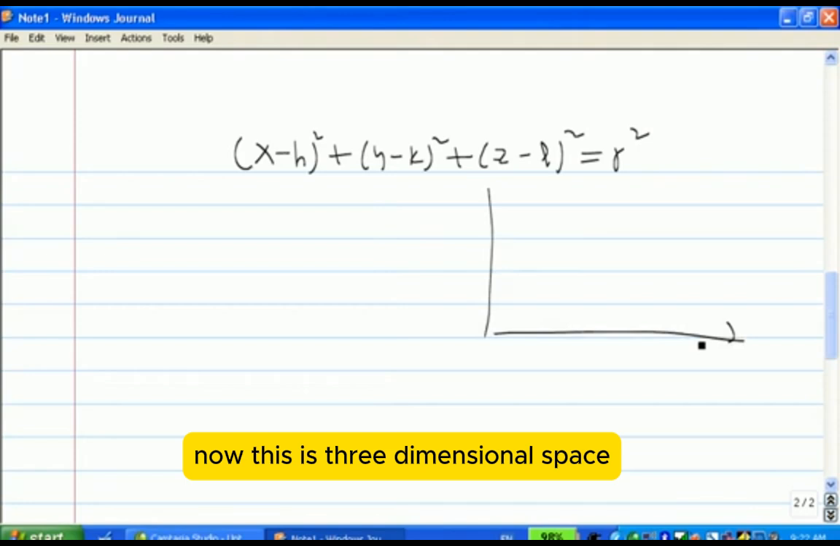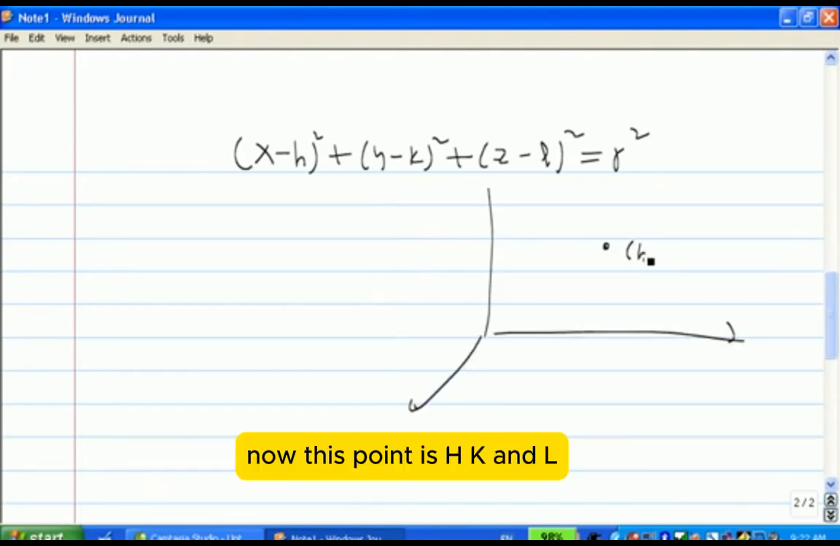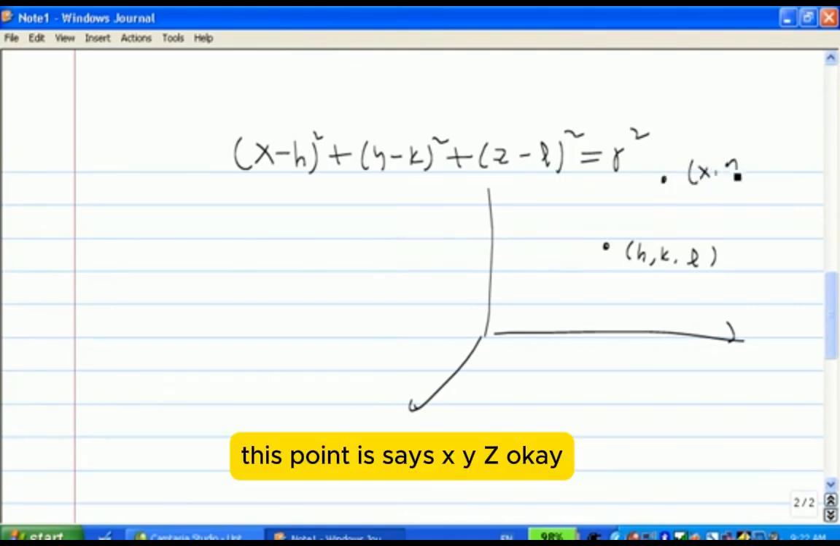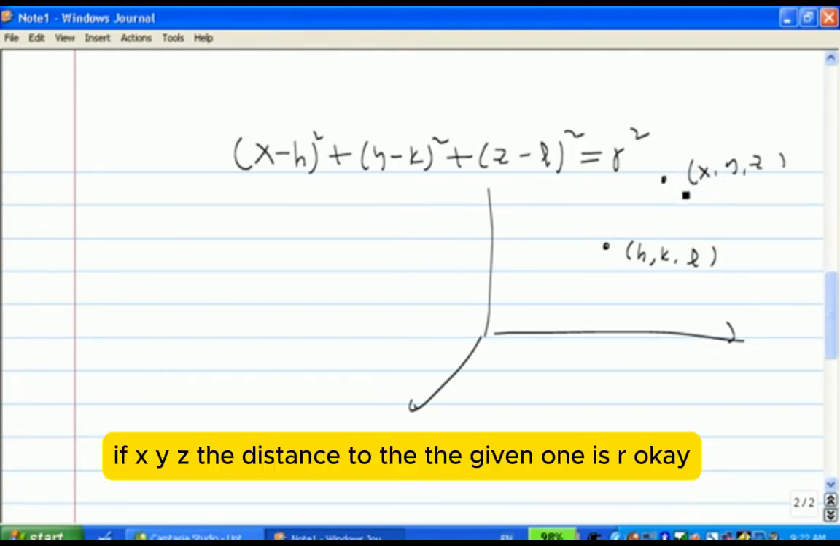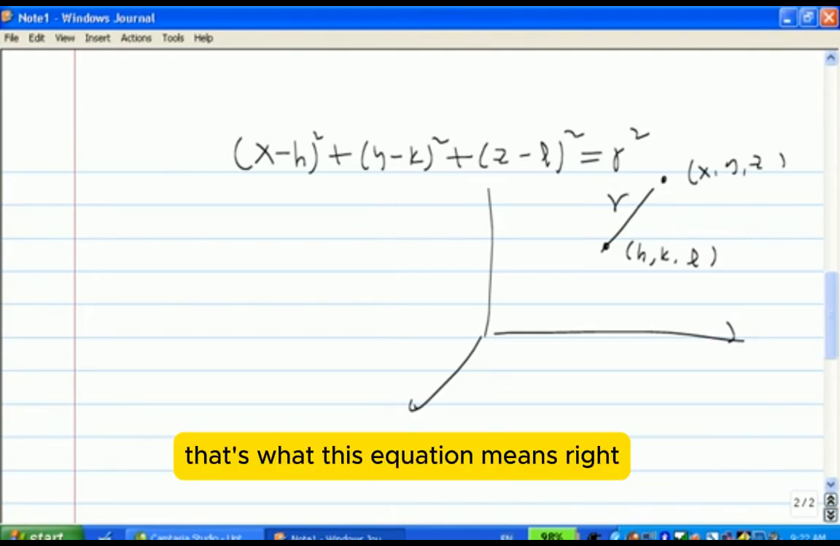Now this is three-dimensional space. This point is h, k, and l. This point says x, y, z. If x, y, z, the distance to the given one is r. That's what this equation means, right?